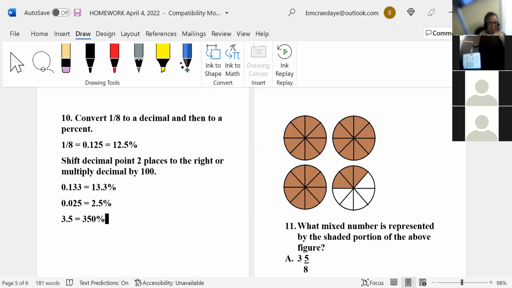So we have to multiply 3.5 by 100, don't you get 350? If you multiply 3.5 by 100, what do you get? I get 350, right? Remember I said move the decimal point 2 places to the right, which is the same as multiplying your decimal by 100. So 3.5 times 100 is 350.